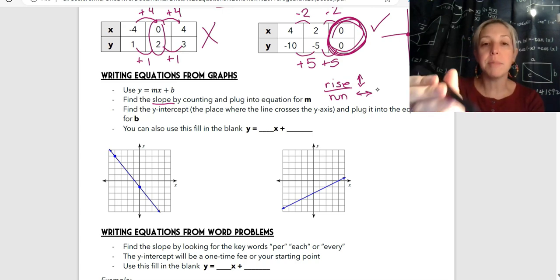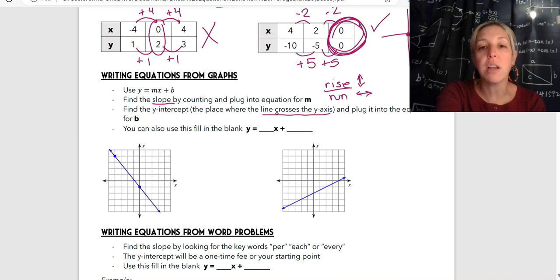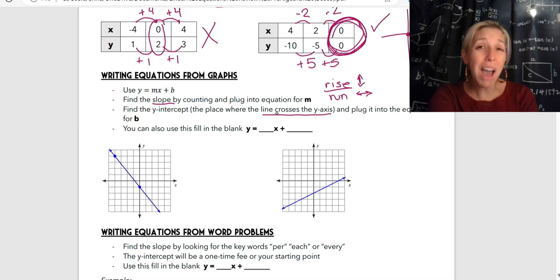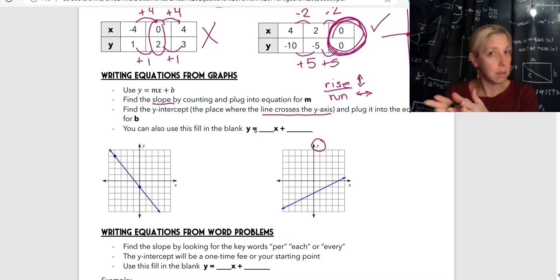Now, y-intercept, this part is easy. It's just where the line crosses the y-axis. If you have trouble remembering which one is x and which one is y, totally fine, but there's always a clue. It usually will say y and x. So look for the one that has the y, and then look for where the line crosses that. And then that will go in the space for b. So you're always using this y equals blank x plus or minus blank.